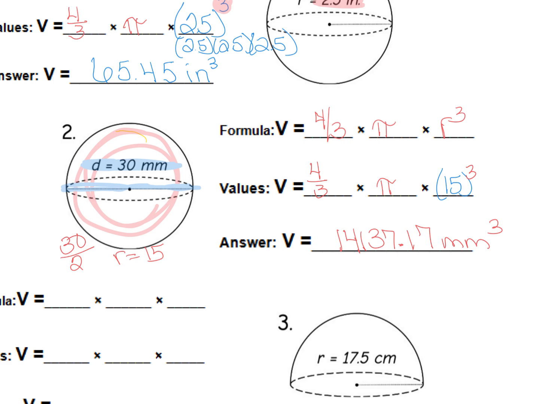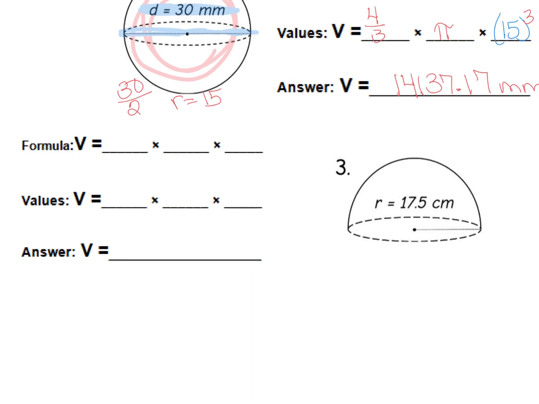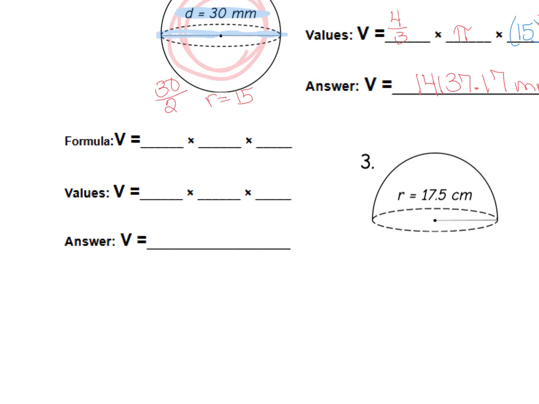Let's look at number 3. So notice number 3, what did they give us? Well, it's still a sphere, but do you remember what this is called? Yeah, they only give us half of it. So this is what we refer to as a hemisphere. Okay. So the first step is always the same. We're going to identify the shape. Okay, we know it's a hemisphere. And we're going to identify the radius. So they did, in fact, give us the radius here.